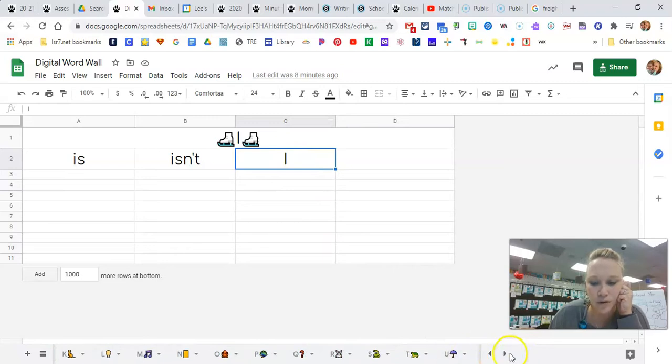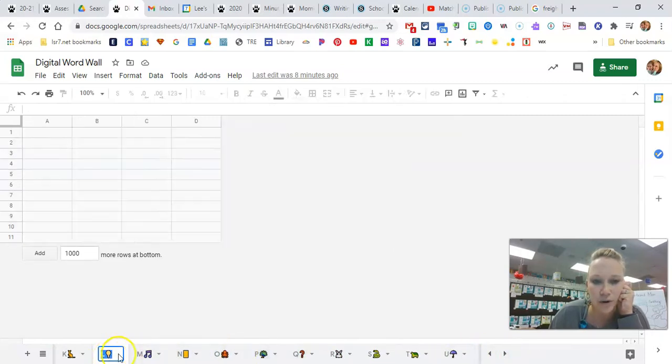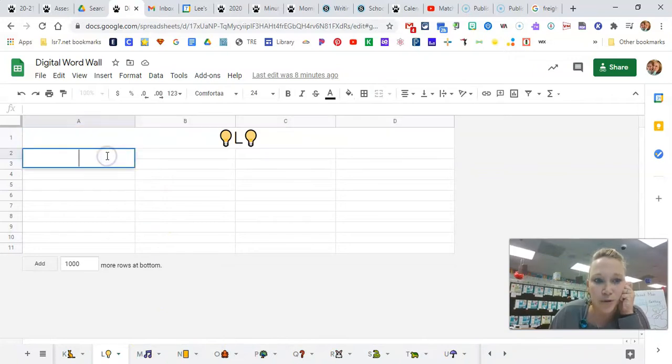If I use my little arrows, I can toggle over between letters. Here's a light bulb. Here, you know what? I'm so glad I opened it, because I can add the word like. Like was the other one that I wanted us to be able to read today. So I'm so glad I opened up that O. Here is that word like.